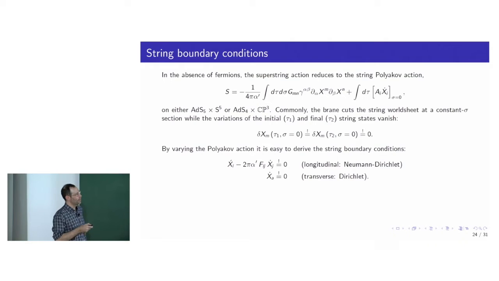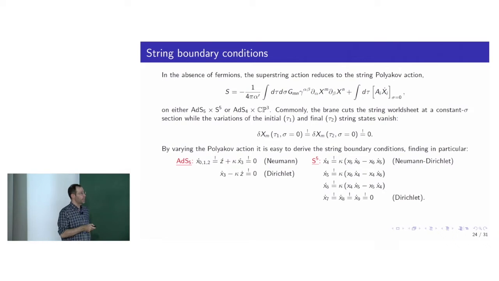And so if I vary this action, by demanding that the variations on the initial and final states vanish, I arrive at this result, which says that the boundary conditions, and the boundary conditions are this exclamation mark on the equal sign, which holds on the boundary, are Neumann-Dirichlet for the longitudinal coordinates of the string, and the transverse ones are Dirichlet. And of course, I can translate immediately this set of boundary conditions. These are all the boundary conditions I can write for this system. And I can make this statement more precise.